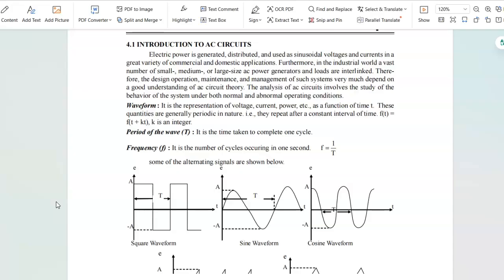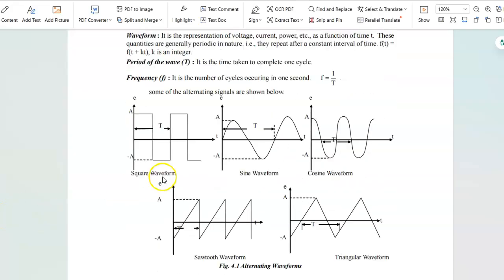as a function of time. And the next one is the period of the waveform. It is the time taken to complete one cycle of the waveform. And frequency is the number of cycles occurring in 1 second, and frequency is represented by the letter F and period is represented by the letter T. So the relation between F and T is F is equal to 1 by T.